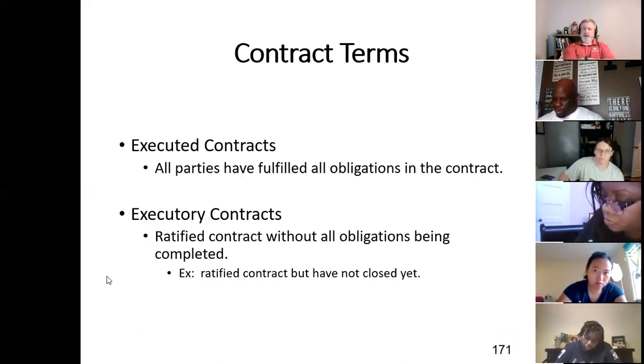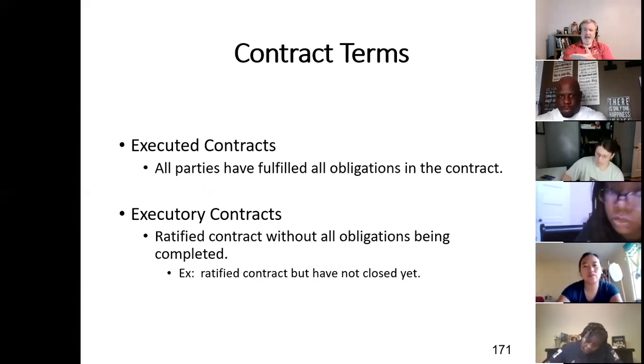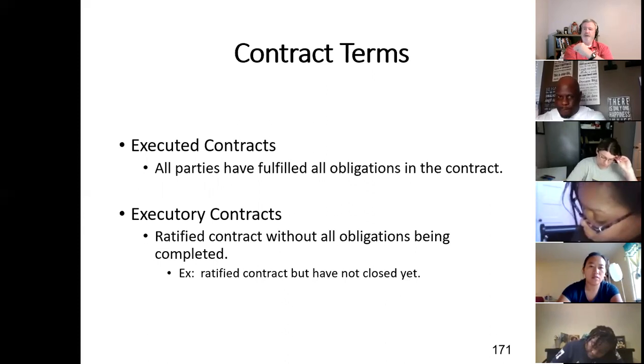Then you see where it talks about executed contracts. Executed just means that it's been fully executed. In real estate, the best example would be the house has closed. The buyer did what they agreed to do. The seller did what they agreed to do. Everybody's happy. So the contract now is considered fully executed.